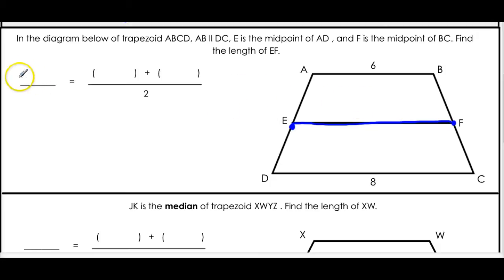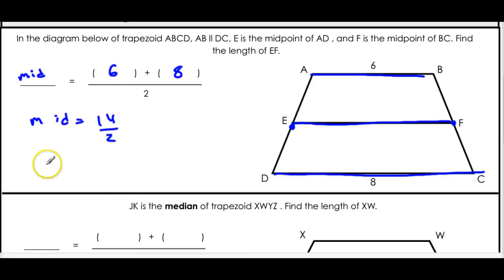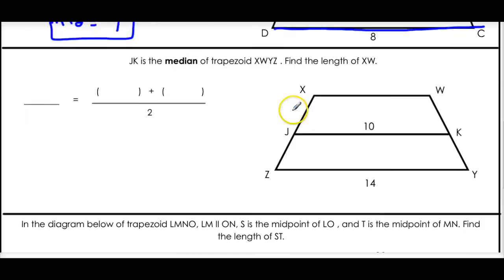Well, the way to do that is this. My midsegment is equal to base 1, which is 6, plus my second base, which is 8, divided by 2. So my midsegment is equal to 6 plus 8, which is 14, divided by 2. And my midsegment is going to be equal to 7. So I just added my two bases, divided by 2, and my midsegment is 7.